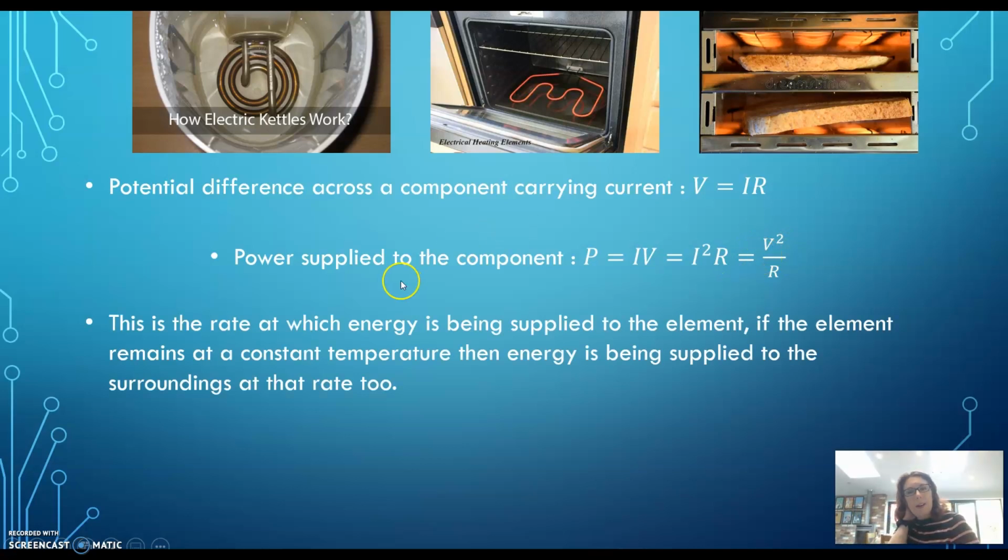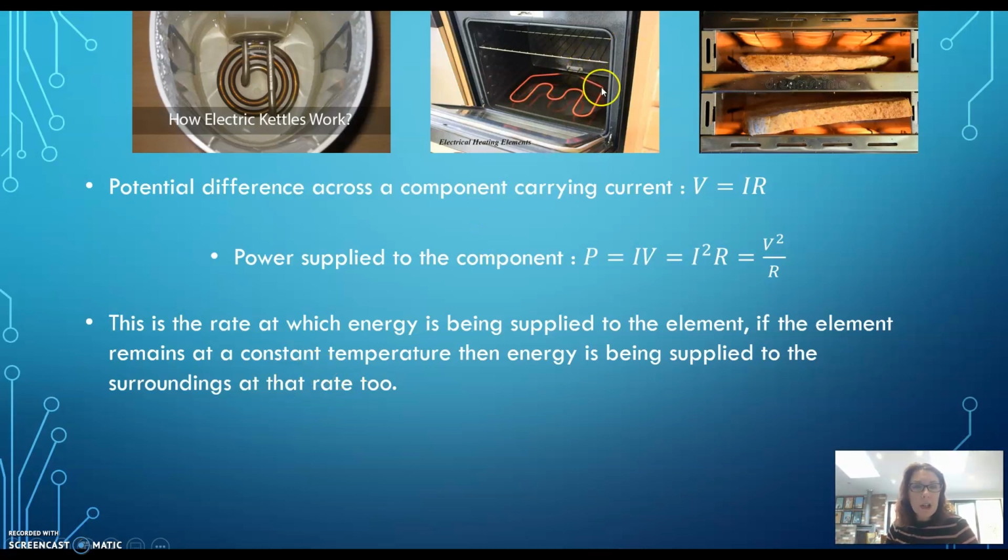So the power supplied to the component will be the rate at which energy is being supplied to the element. So here are the elements, okay? The energy is being supplied to those elements, and we call that power. The rate of energy supply is called power. If the element remains at a constant temperature, so the element doesn't change, then energy is being supplied to the surroundings at that rate too.